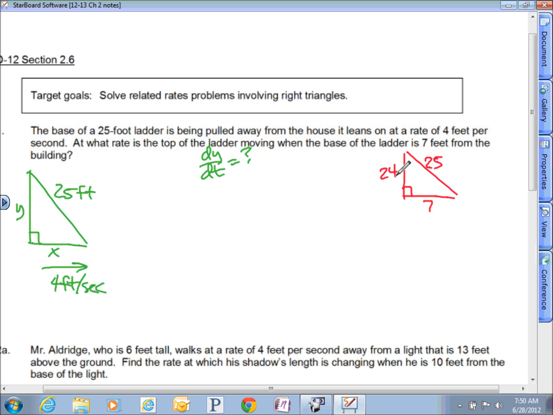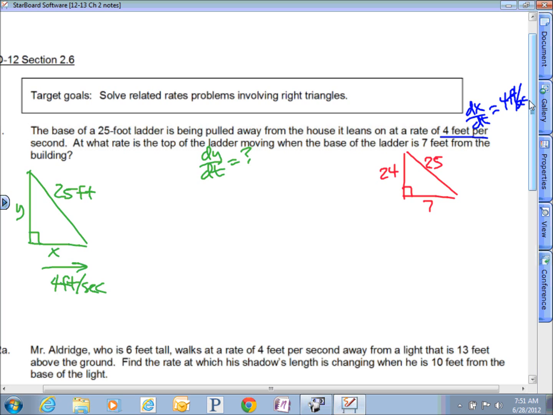So when we take a picture, we've got what's in red. What are we trying to find? We're trying to find dy/dt. The base is being pulled away at 4 feet per second. That would be dx/dt. Sorry about squeezing it in. 4 feet per second.